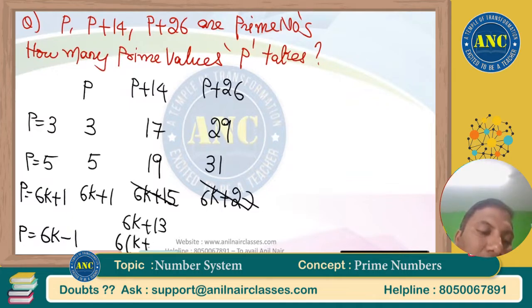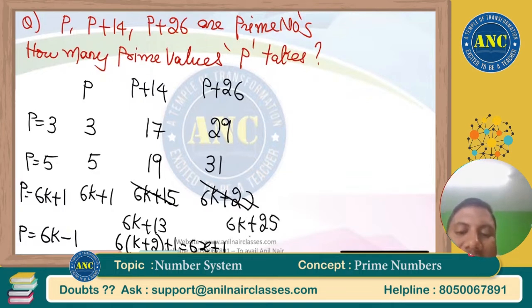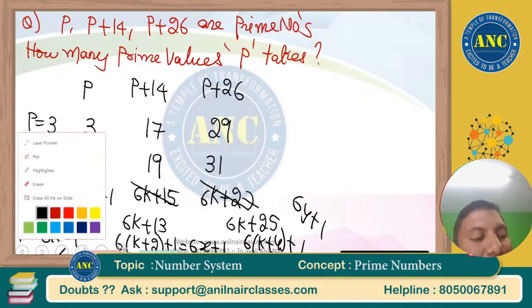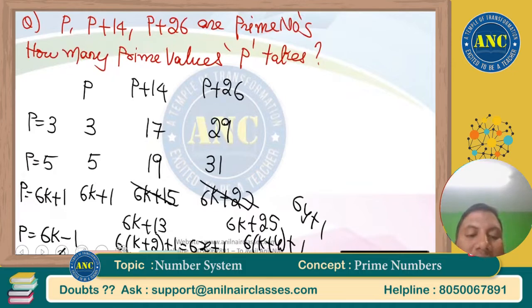6k plus 13 is 6 into k plus 2, plus 1. I will call k plus 2 as x. Similarly, P plus 26 is 6k plus 25, which is 6 into k plus 4, plus 1. I will call it 6y plus 1. That means if I take a prime number 6k minus 1, P plus 14 behaves of the form 6x plus 1, and P plus 26 behaves of the form 6y plus 1.